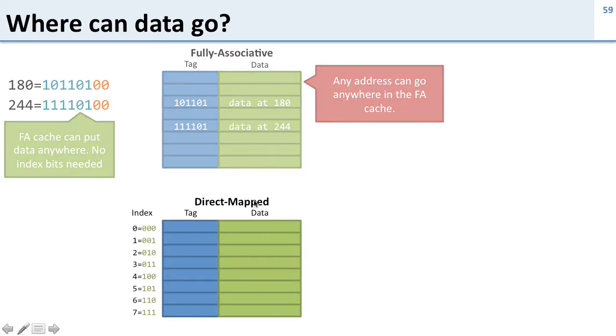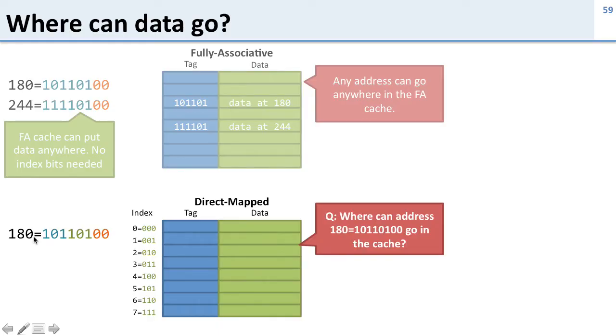Let's compare this to a direct map cache. A direct map cache also has a tag and data, but it has this indexing scheme. Every address can only go into one place, and we determine what that place is by the index into the cache. So here we have an 8-entry direct map cache, which means the entries are going to be mod 8 with the address. So again, let's take a look at an address. Here's address 180.